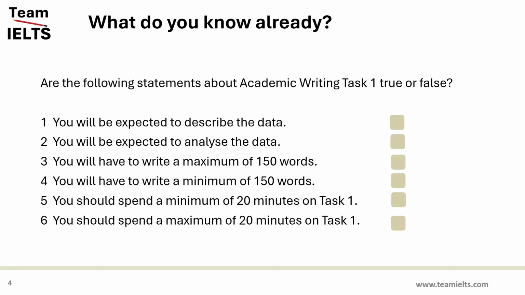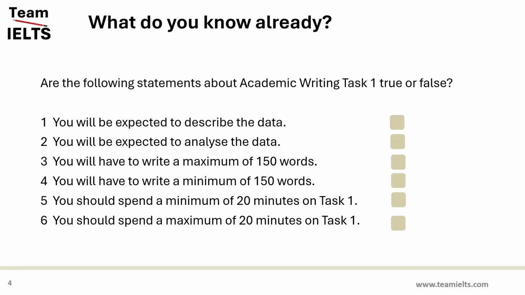I expect you know quite a lot about academic writing task 1 already. So here's a little test. Pause the lesson and on a piece of paper or on your device, write the numbers 1 to 6, read the statements and decide if they are true or false. Once you've decided, restart the lesson to go through the answers. Okay, so welcome back.